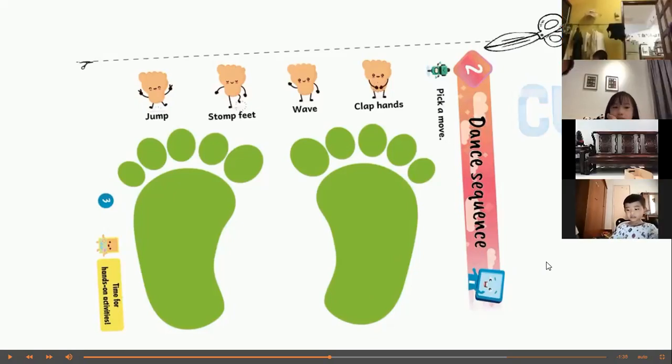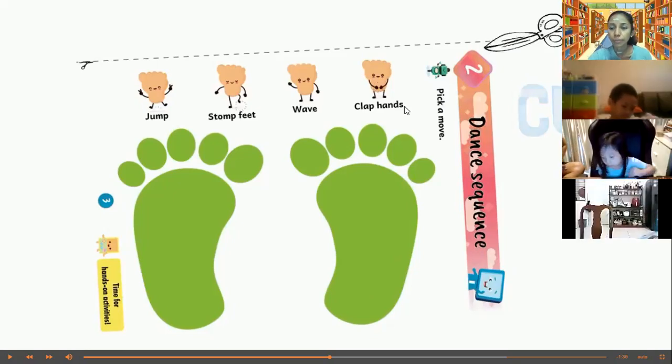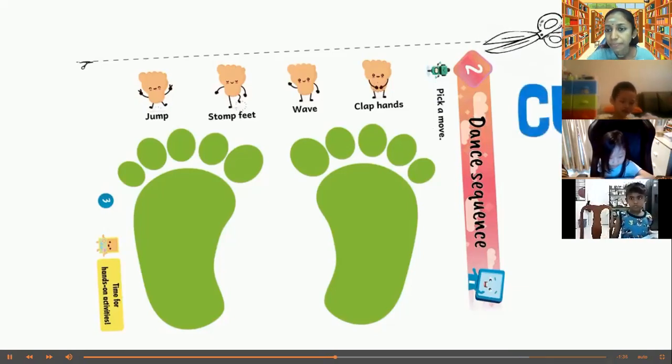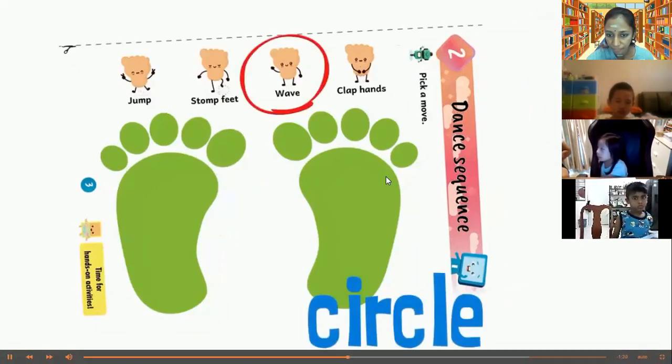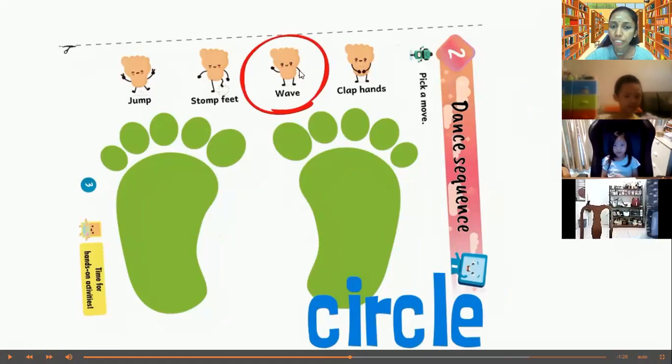Right, children. Let's see what we need to do on this page now. Please don't cut off. Let's see. The instruction says cut out that page, but don't cut out. Circle any of the dance moves of your choice. So this activity we can do. Please don't cut, but we have 4 steps here.